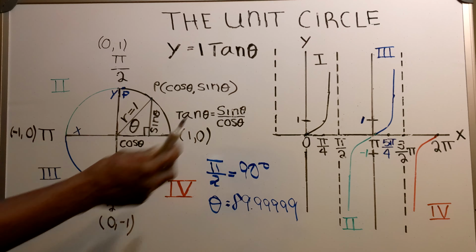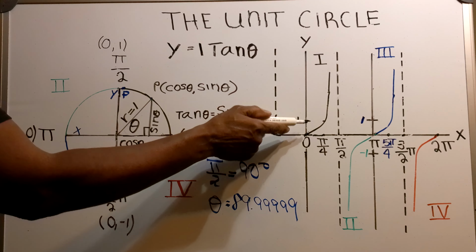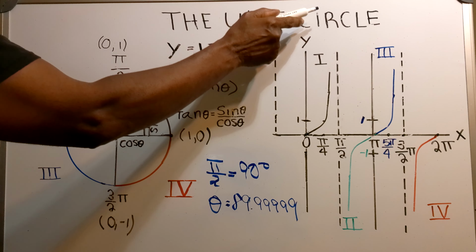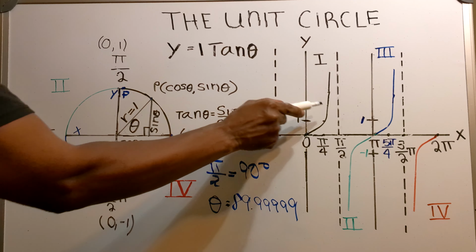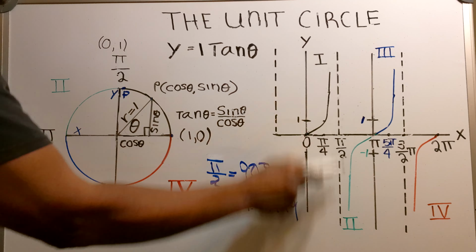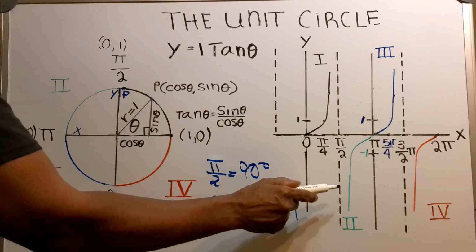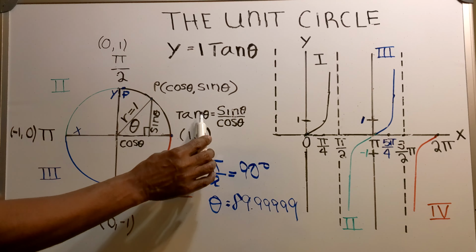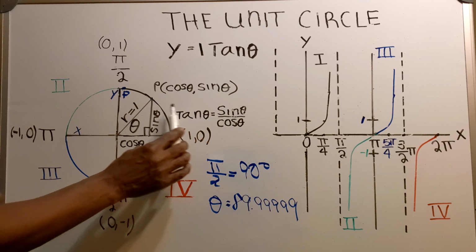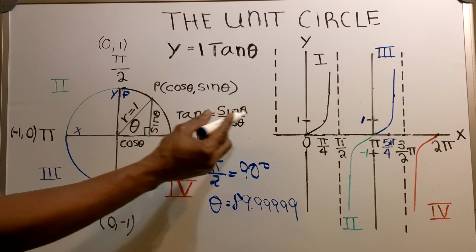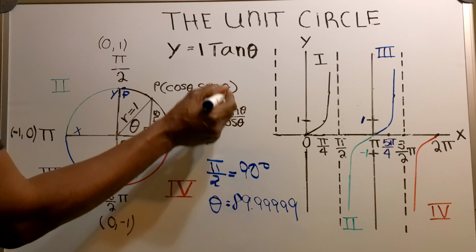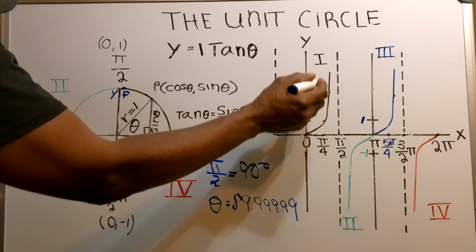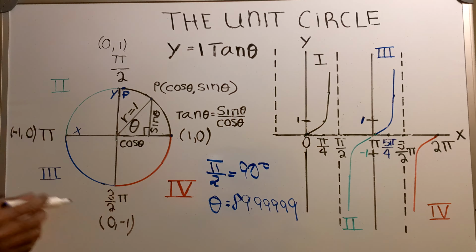So what will happen is this line will go all the way to infinity, but it will never touch this dotted line because when you take the tangent of pi over 2 or the tangent of 90 degrees, what you're going to get is 1 over 0, and 1 over 0 cannot be plotted on this graph.